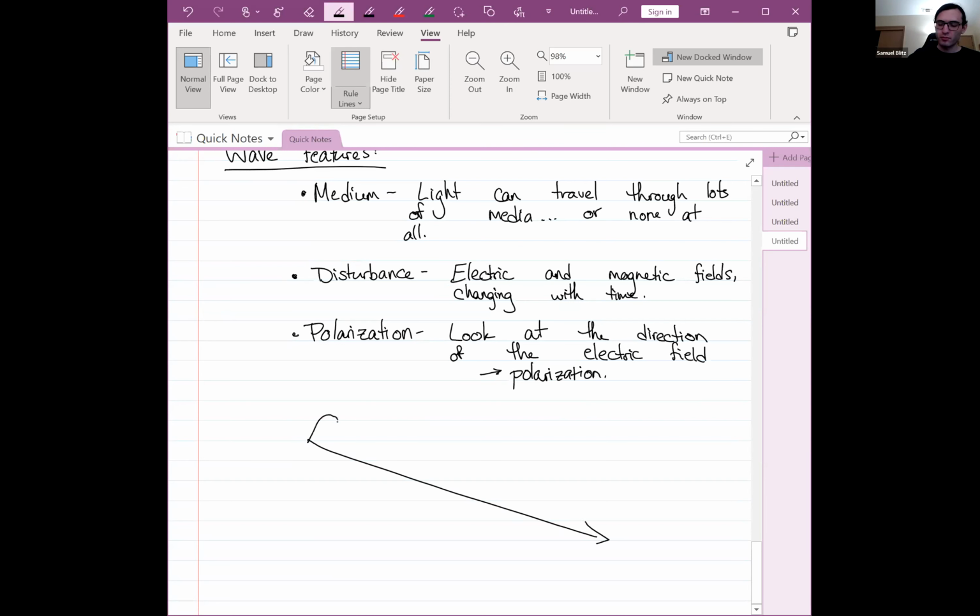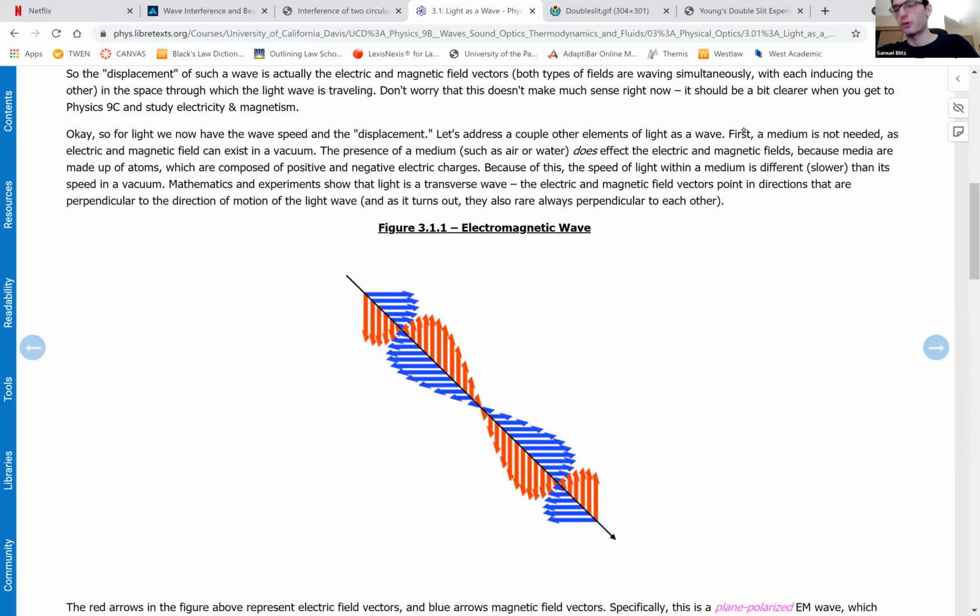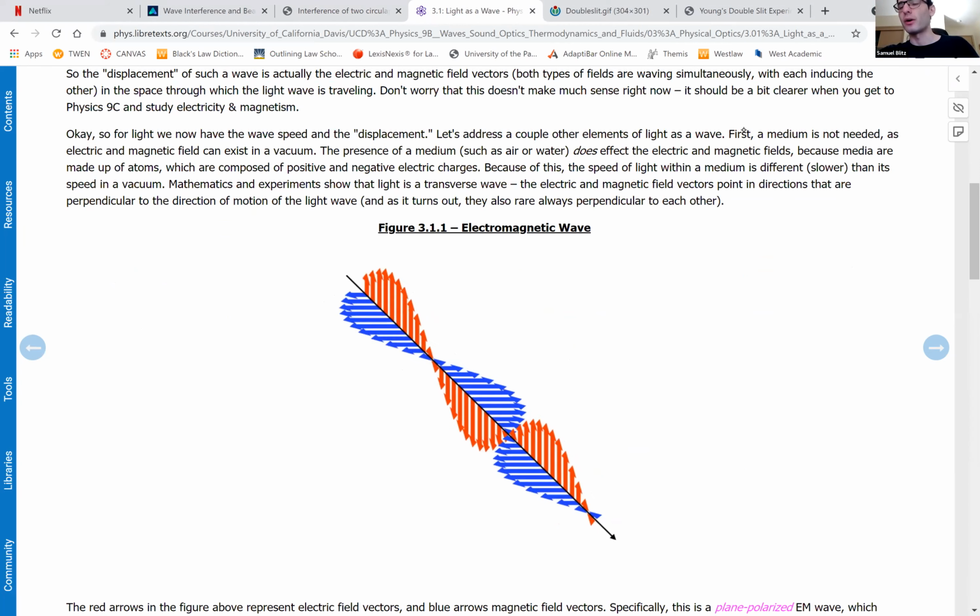I just want to show you this picture because it's a little bit easier to see. I've drawn this in the past, but it's always really bad. Yeah, here it is. So the red in this case would be the electric field, and the blue would be the magnetic field. Just by convention, we choose to use the electric field for the polarization. So the direction, in this case, is kind of like up and down.